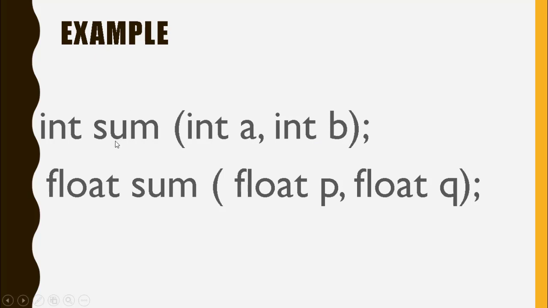So in this example, sum is the name of the function. Both functions have the same name, sum, but the data types will be different, int for function 1 and float for function 2. They will have a different number of arguments or different data types in the arguments. For example, in the first function you have int a, int b, but in the second function you have float p and float q. So function overloading means two or more functions have the same name but differ in the number of arguments and data types of arguments.